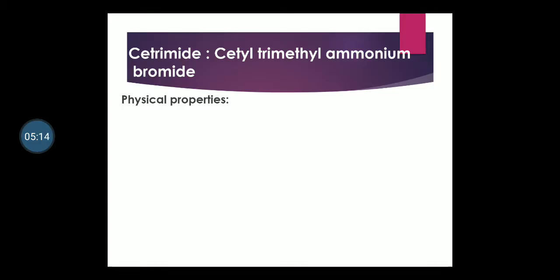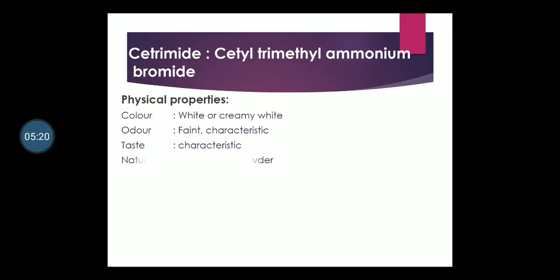Cetrimide stands for cetyl trimethyl ammonium bromide. So physical properties of the cetrimide: white, creamy white, faint characteristic odor, free flowing powder, like our table salt, which is free flowing, non-sticky. Same way, this cetrimide has a non-sticky nature. So in the original form of the compound cetrimide, it will be a free flowing powder.